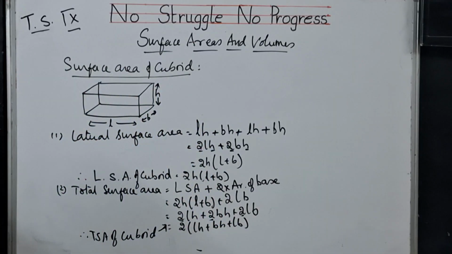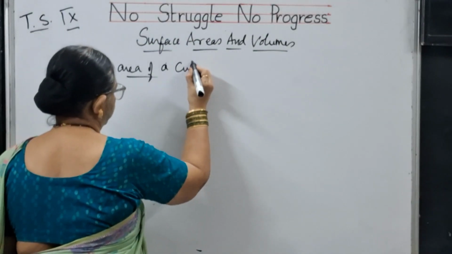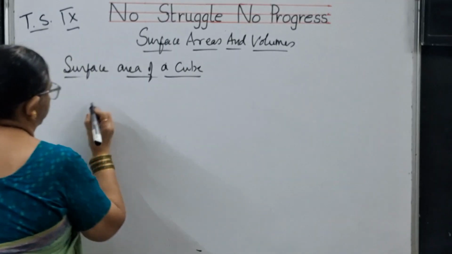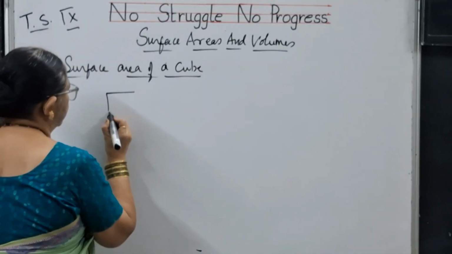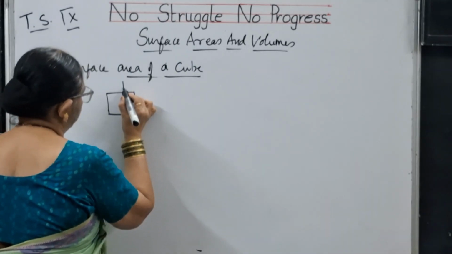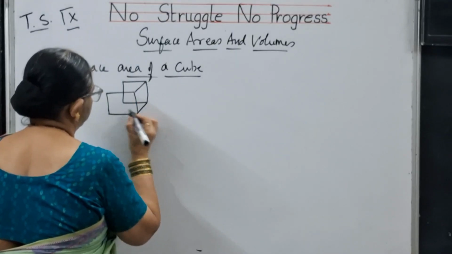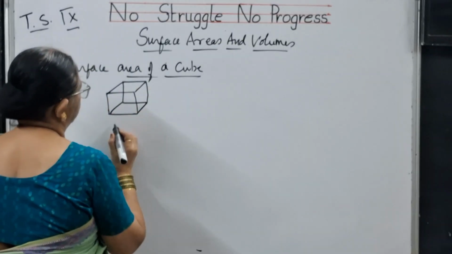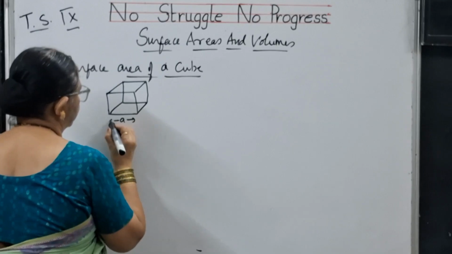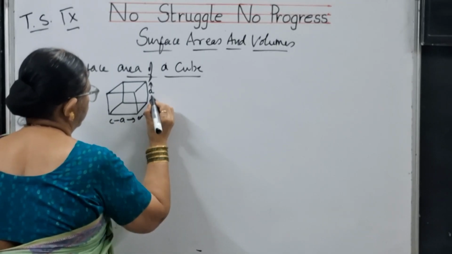We'll go to the other topic. Now let us talk about surface area of a cube. What is this cube, children? A cube is a figure which has the same length, same breadth and same height. So it is like this. It is A units, this is also A units, this is also A units.